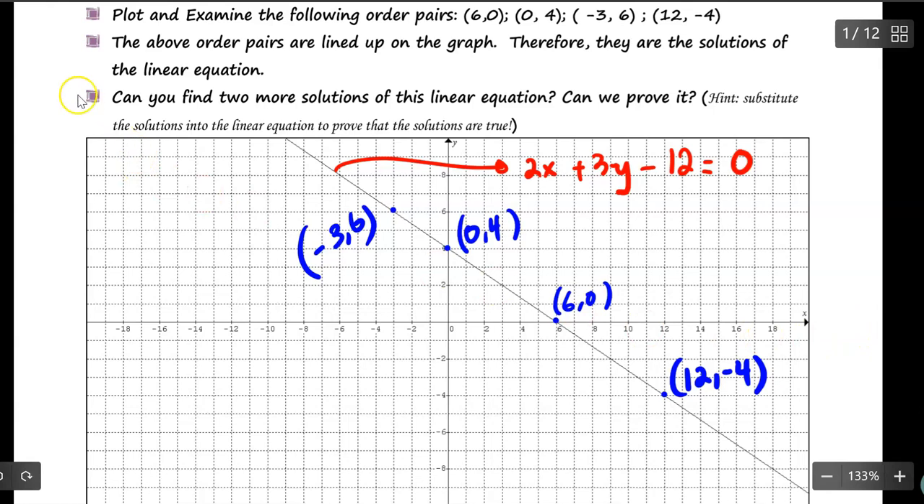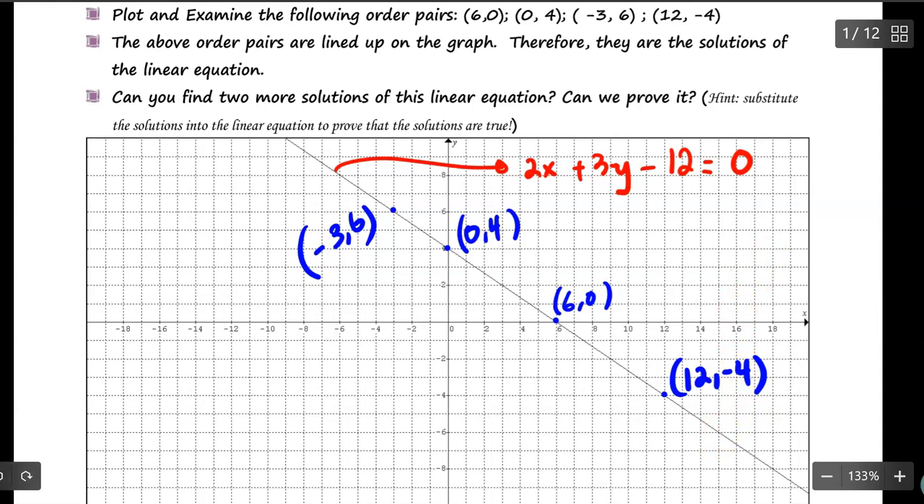So what they ask us to do next is, can you find two more solutions of this linear equation, and can we prove it? That means I am going to click a point on here, and I try to see whether or not it lies on the graph. So I am going to click the point here. Let me try this. This one, I'm going to use it in red.